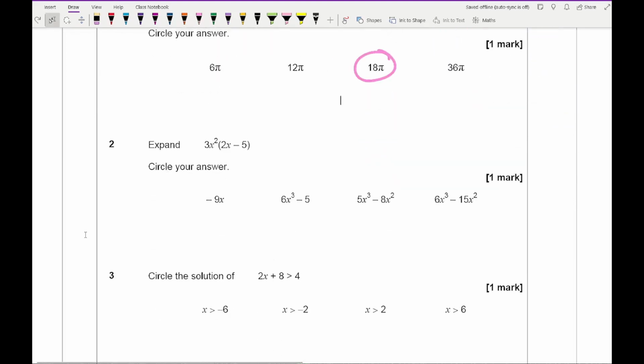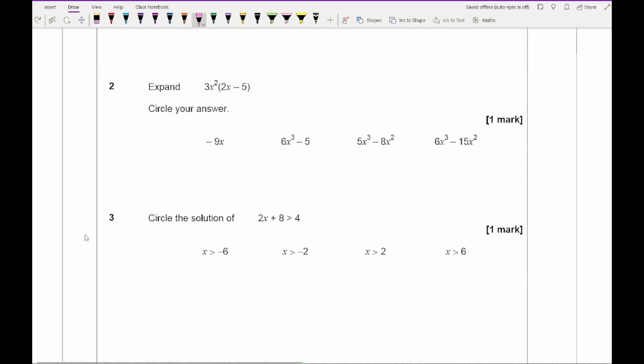Then for question 2, it says expand 3x squared multiplied by 2x minus 5. So again here, all I need to do is just multiply out the brackets. So 3 times 2 is 6, x squared times x is x cubed. And then 3 times 5, which is 15. And then I've got x squared, which is going to be our third option here.